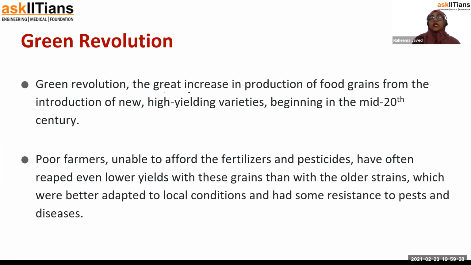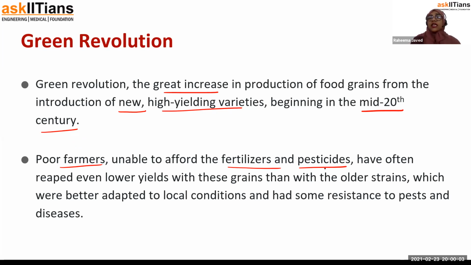Green Revolution is the great increase in the production of food grains from the introduction of new high yielding varieties, which began in the mid 20th century. But the Green Revolution is not all advantageous, it has many disadvantages also. Poor farmers were unable to afford the fertilizers and pesticides, because the Green Revolution increased the production and consumption of fertilizers and pesticides.